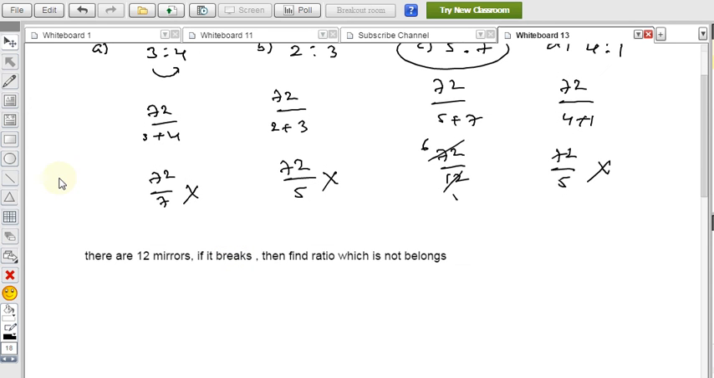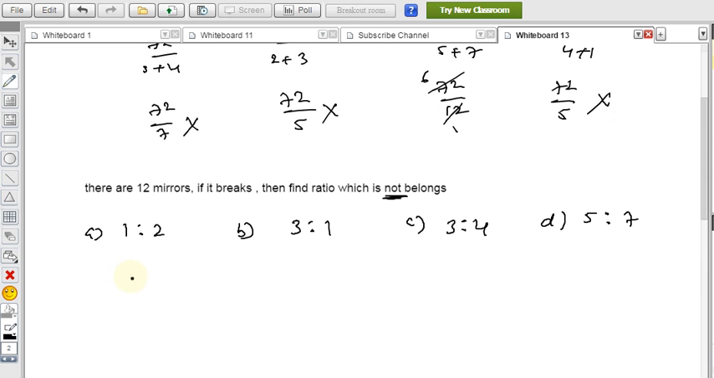So the options are A 1:2, B 3:1, C 3:4, and D is 5:7. So your important condition is which particular ratio does not belong. The given number is 12, right? So 12 by 1 plus 2, 12 by 3 plus 1, 12 by 3 plus 4. So from the options only we can confirm the answer.